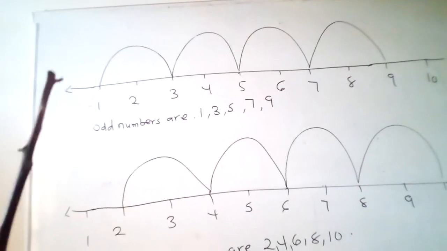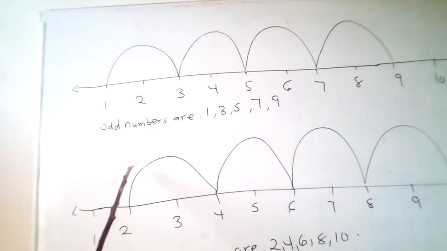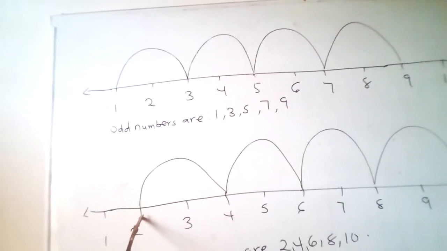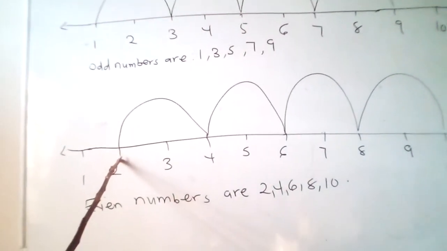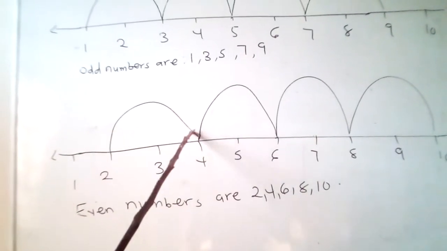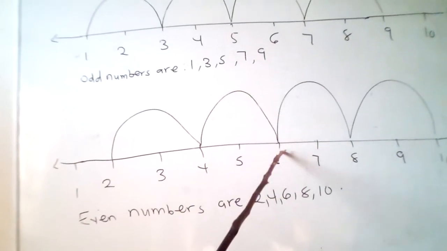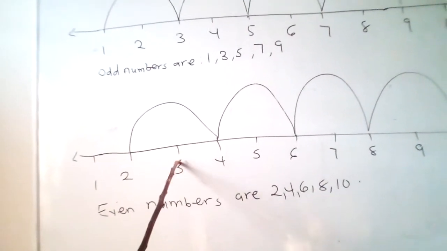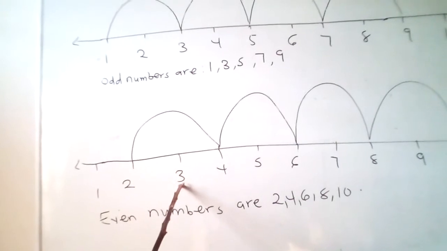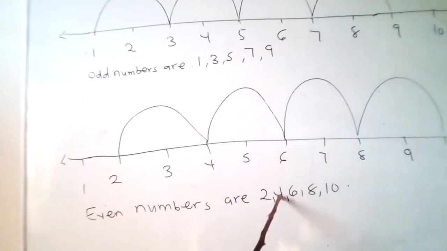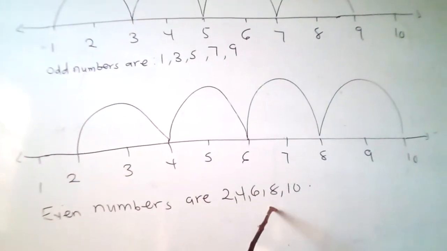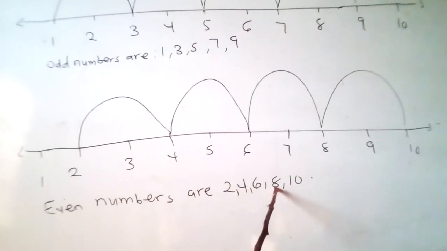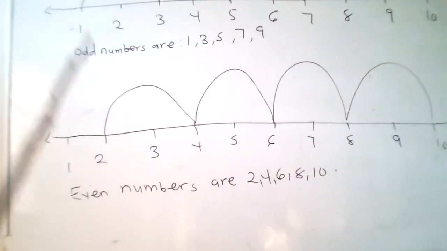And then skip counting by 2, starting from 2, to generate even numbers. So if you start from 2, skip 1, 2, and so on. From the number line, the even numbers are 2, 4, 6, 8, 10. Those are the even numbers from 2 to 10.